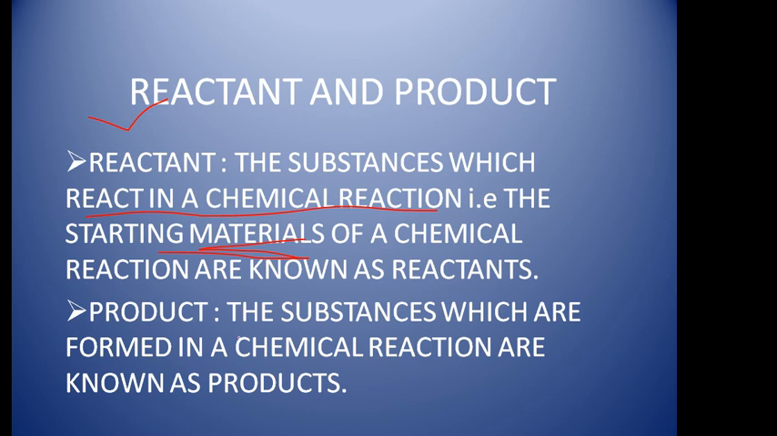And then the substances which are formed in a chemical reaction are known as products. We should know these two terms. These two are new terms to you. Reactant, those which are reacting, and product, those which are formed in a chemical reaction. These are very easy to remember.